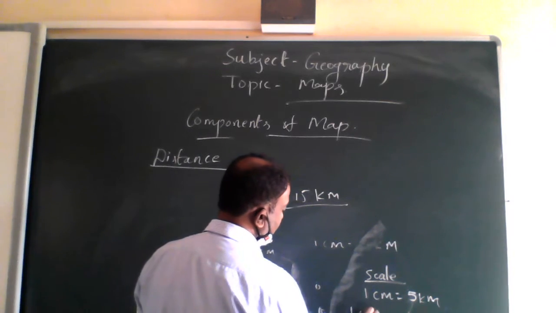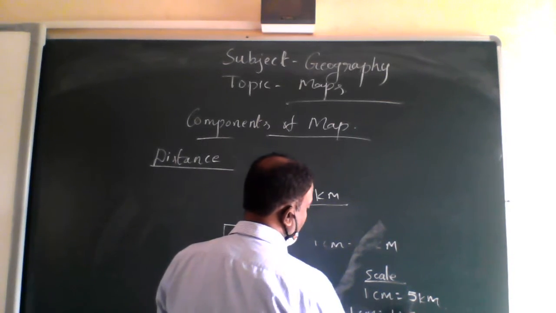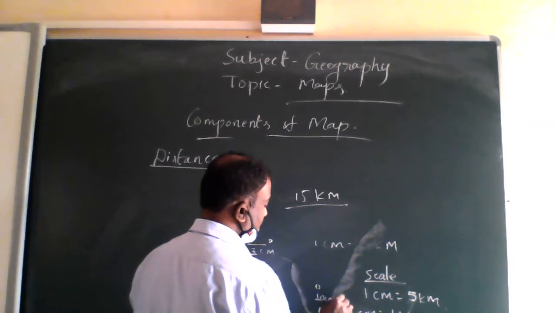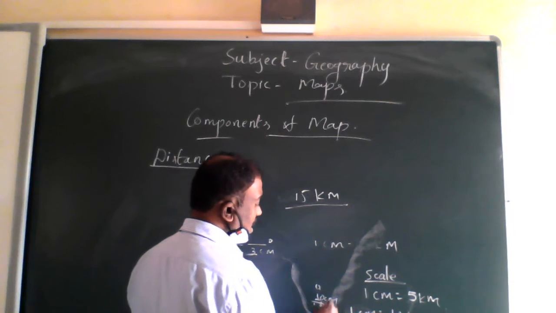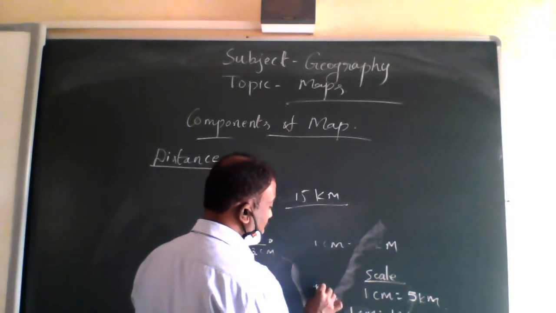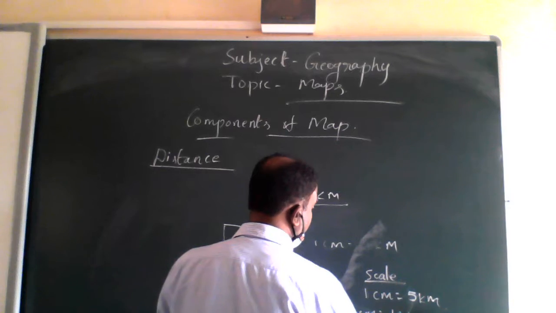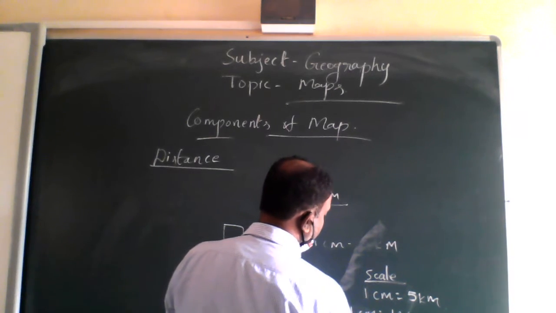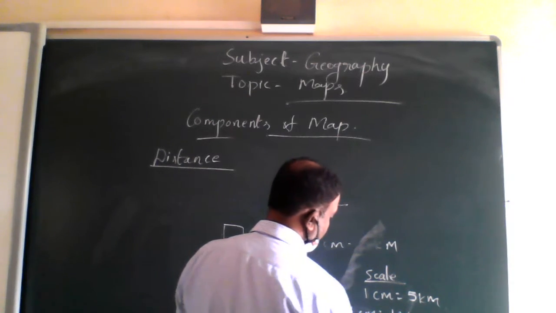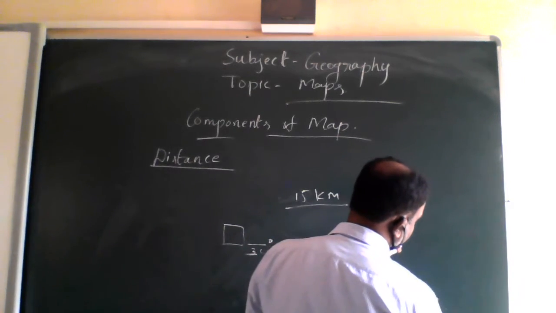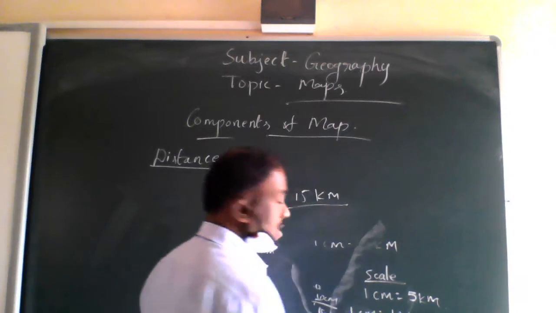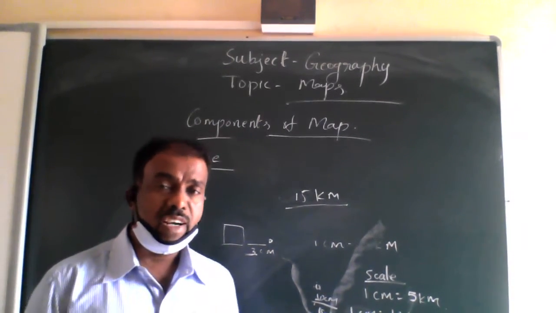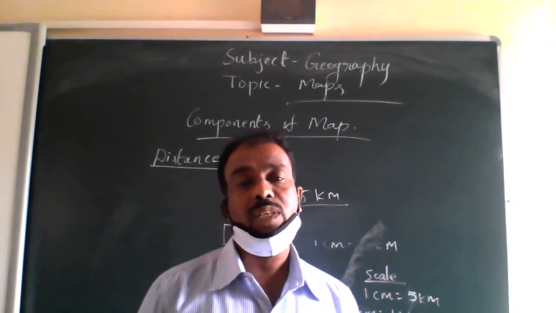1 centimeter is equal to 100 kilometers. Now we are showing here 10 centimeters. So that means, Karnataka to Tamil Nadu, this is an example. Karnataka to Tamil Nadu, 1 centimeter means 100 kilometers. Then here 10 centimeters we show means 10 into 100, 1000 kilometers distance. So we can count exactly the distance between Tamil Nadu and Karnataka state is 1000 kilometers.